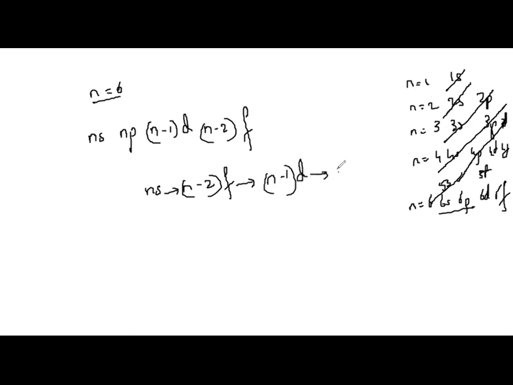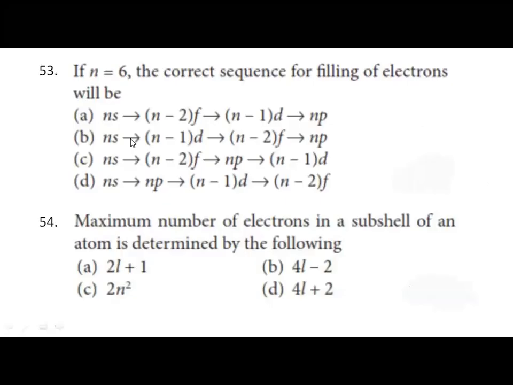And then comes NP. So this is the correct sequence. In which of the following options do we have this sequence? The correct sequence is for option A. So it is option A. Getting? Okay. Next question. Maximum number of electrons in a subshell of an atom is determined by the following.